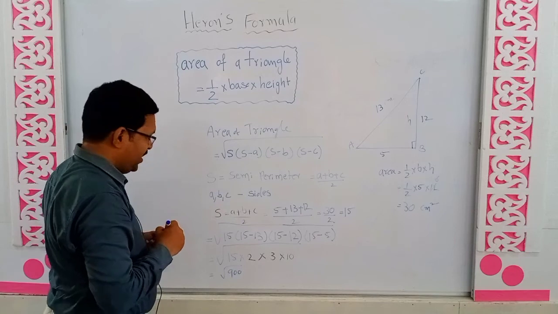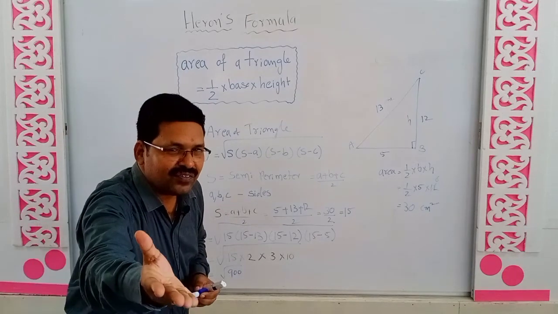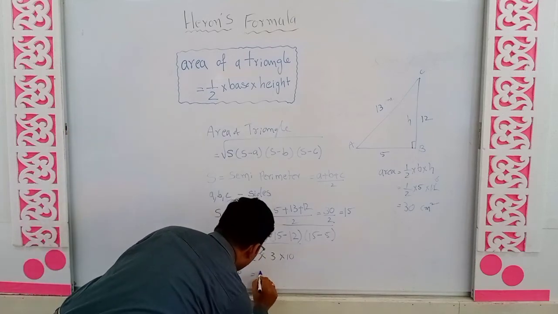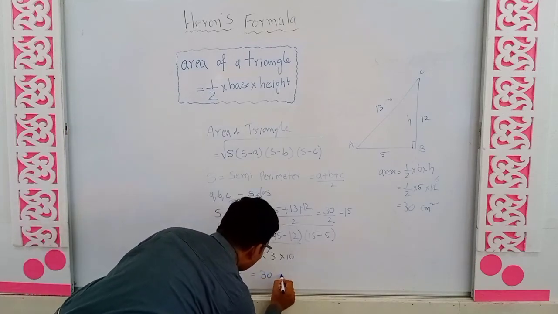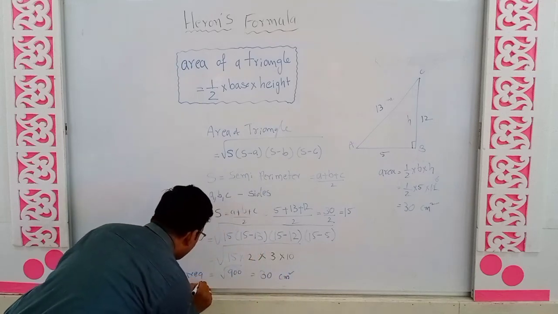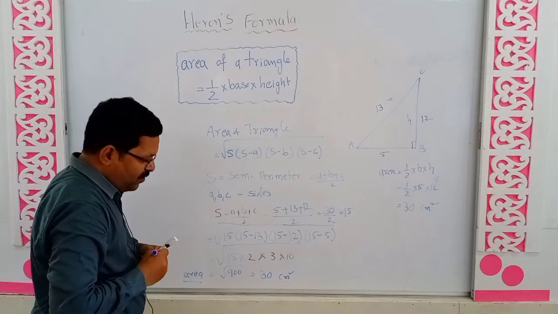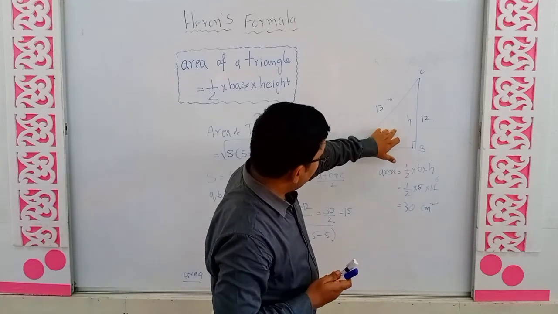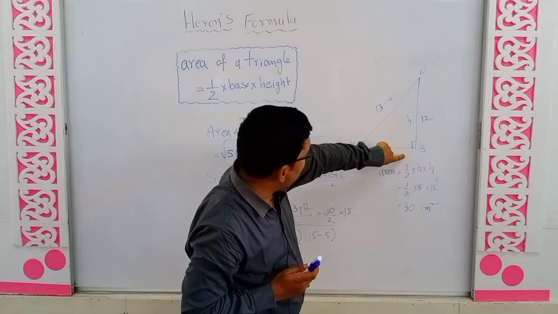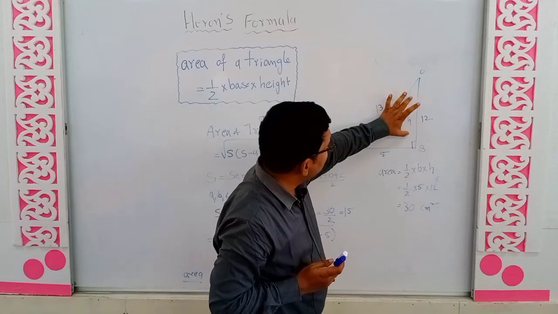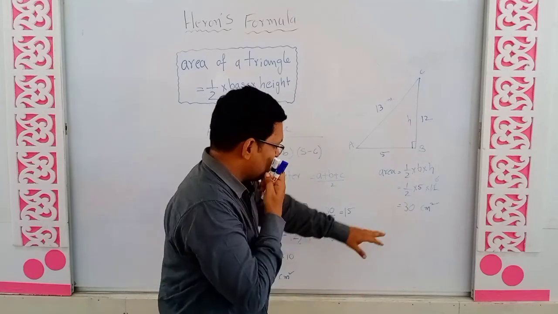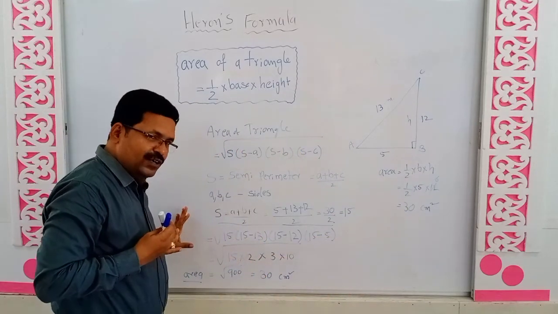What is the square root of 900? 30 centimeter square, the area of the triangle. So first we proved this with our normal method, half into base into height. Here base is AB and height is CB. Height is BC or CB. So we got 30. The same thing we did through Heron's formula.